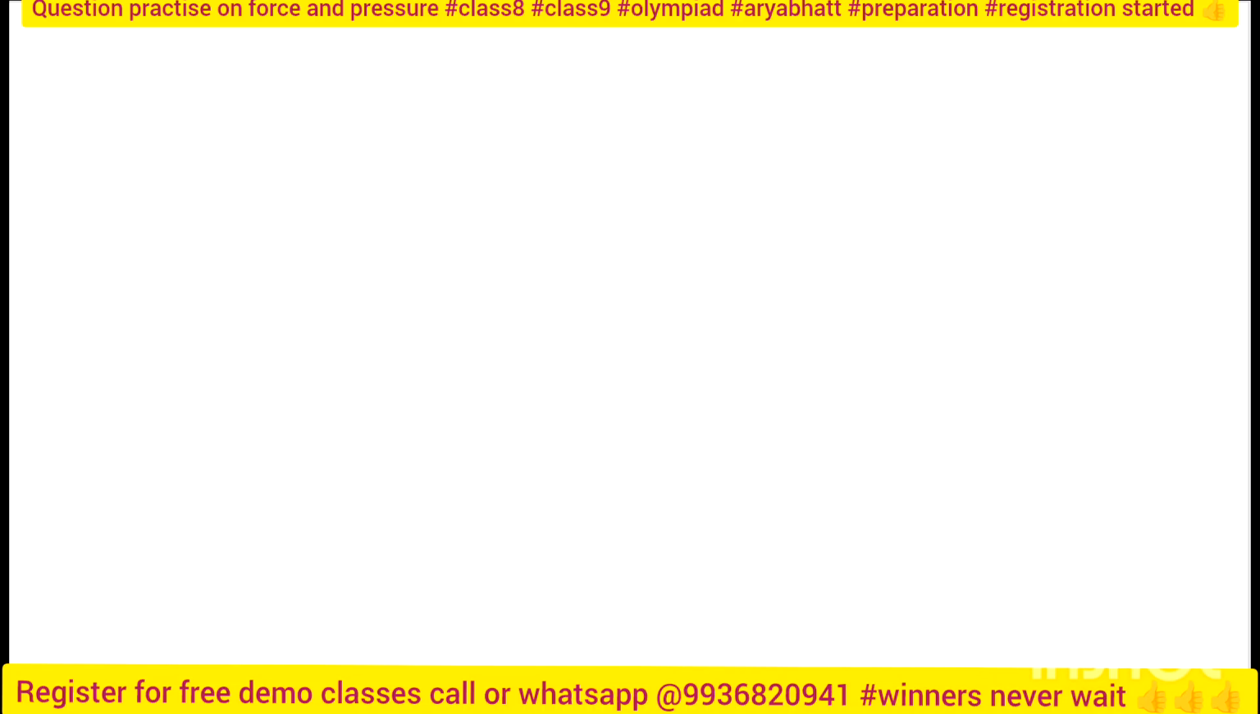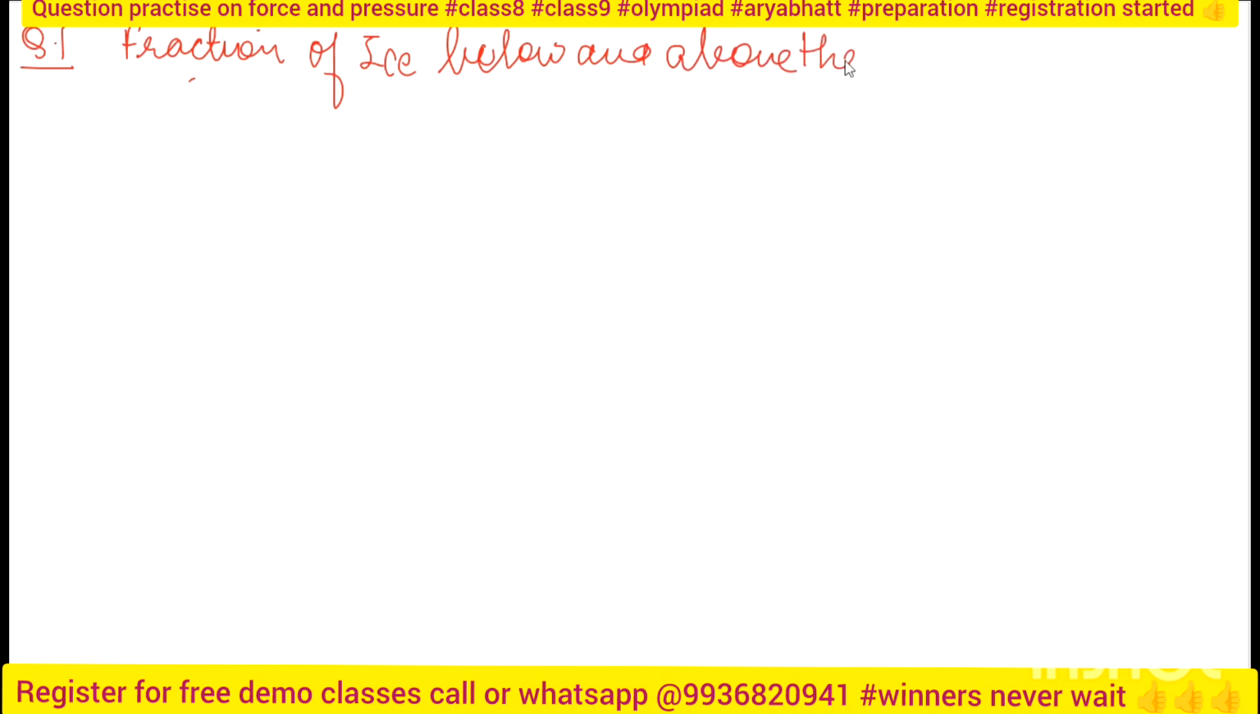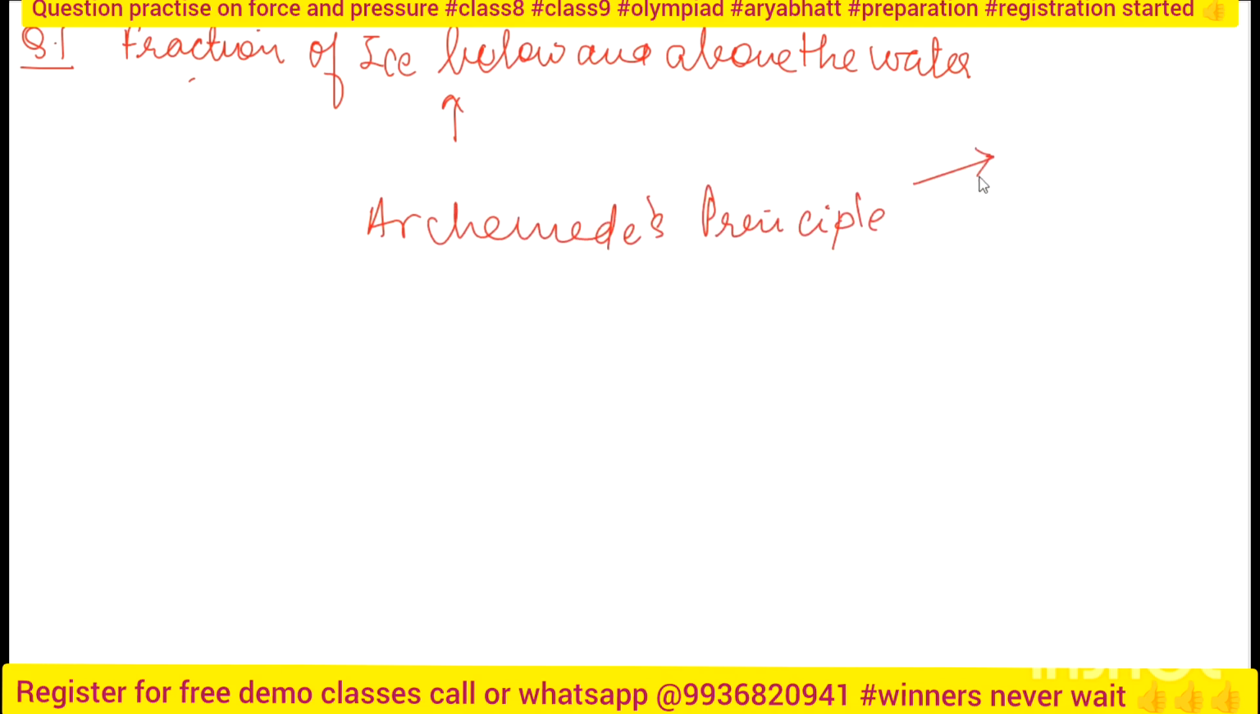Question number one: they are saying that some ice is submerged and some part is above. What we have to calculate is the fraction of ice below and above the water. The principle we are applying here is Archimedes' principle, which is directly the buoyant force.